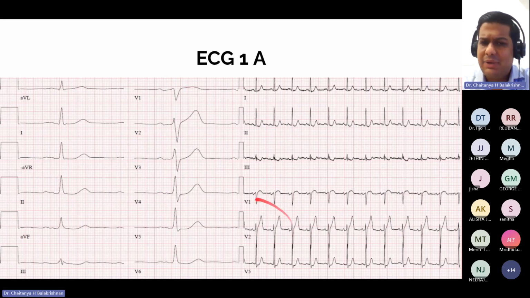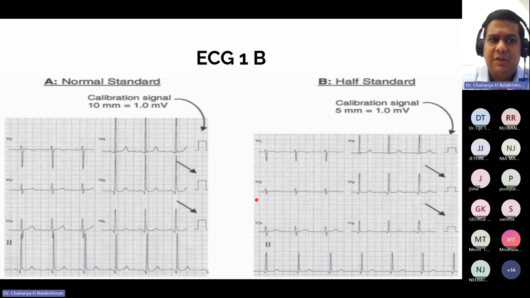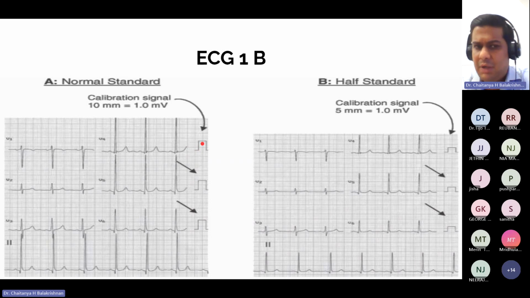Whereas when the calibration is narrower, your complexes are much more bunched together. It's very difficult to make an exact interpretation. Look at the second ECG I've put up, where even the height of the calibration is normal. The normal calibration signal is 1 centimeter equals 1 millivolt, or 1 mm is 0.1 millivolt. So the normal height calibration should be 10 small boxes or 2 big boxes in height.